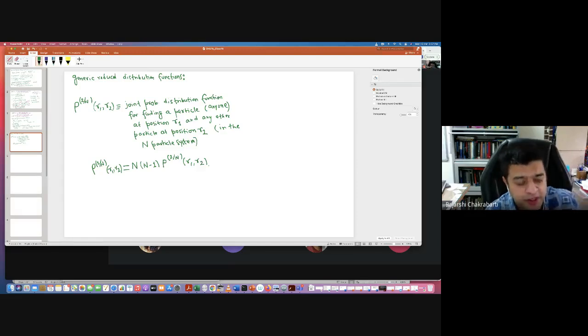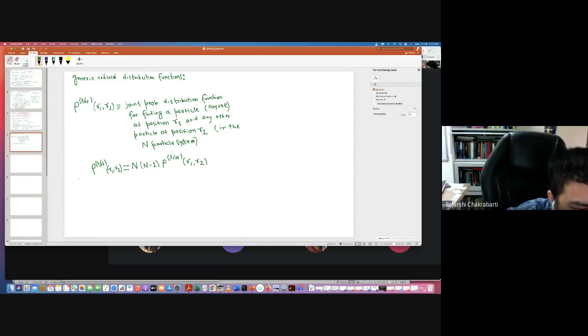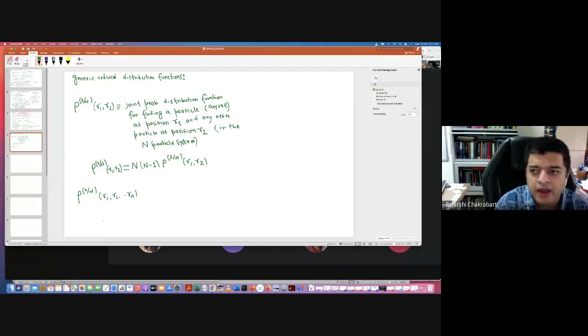So this is for two particles. Let us do it for more, even more generic. I calculate rho small n over capital N. How many R's will be there? R1, R2, up to R small n, isn't it? Say I have 5,000 particles, I choose 100 particles, like that.